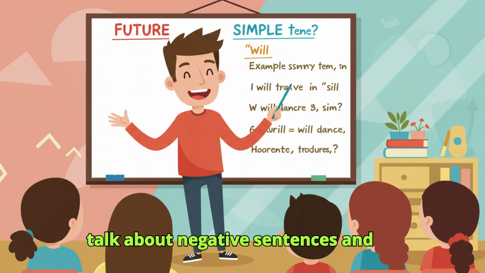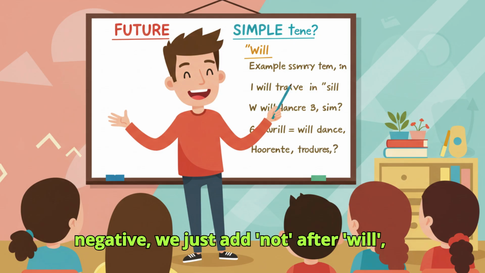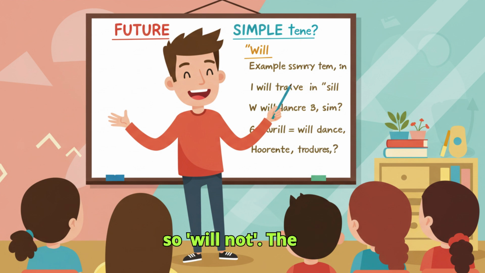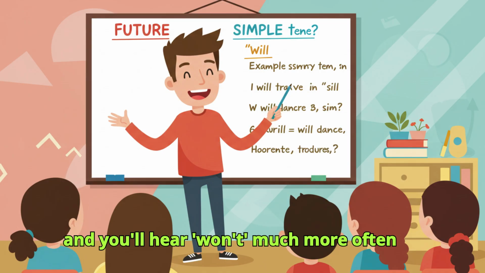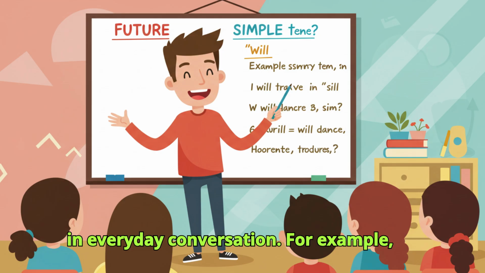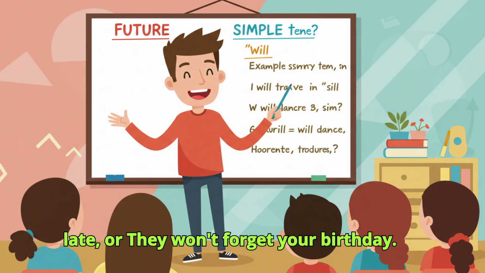Okay, let's talk about negative sentences and questions with will. To make a sentence negative, we just add not after will. So, will not. The contraction for will not is won't, and you'll hear won't much more often in everyday conversation. For example, he will not be late becomes he won't be late, or they won't forget your birthday.